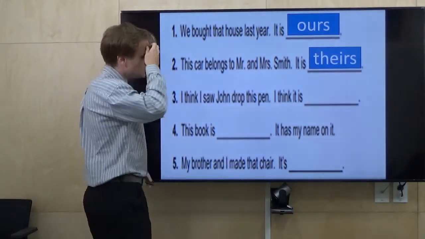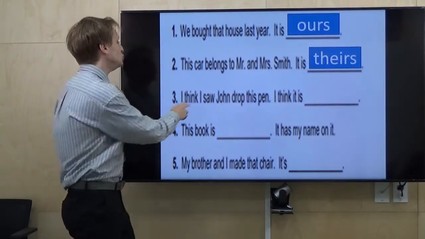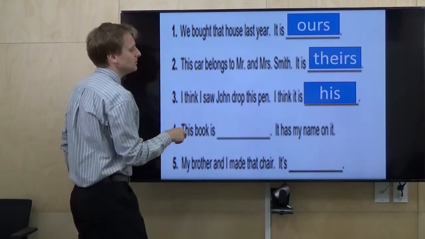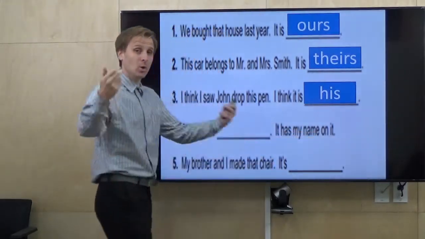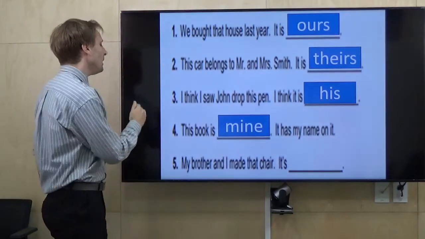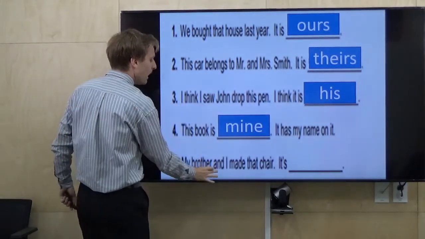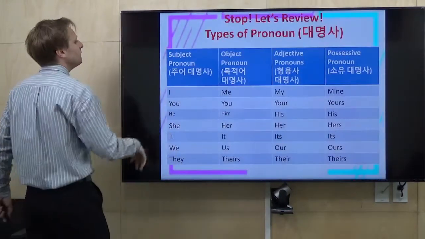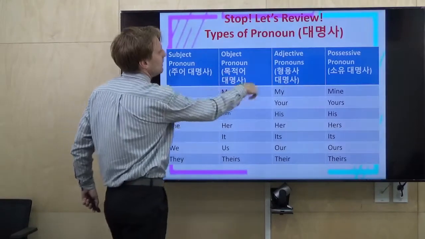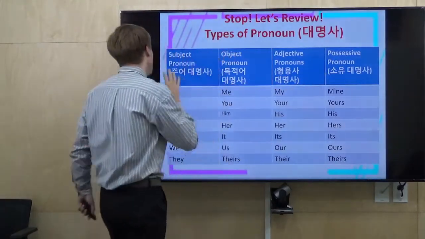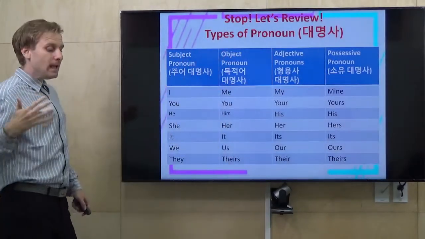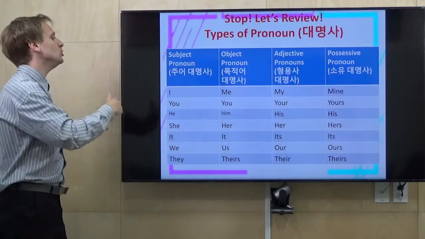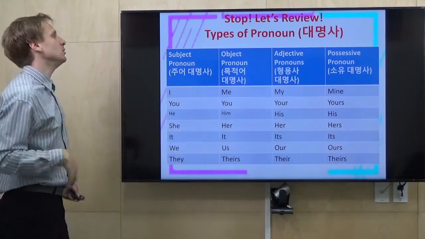I think I saw John drop this pen. John is he. I think it is his. This book, it has my name on it. So, mine. My brother and I made that chair. My brother and I, that's we, it's ours. Okay? So here are the 4 types of pronoun. Subject, object, adjective, and possessive. You need to learn these. They may be important on the test. Okay? I, me, my, mine, you, your, yours. You can study them yourselves.